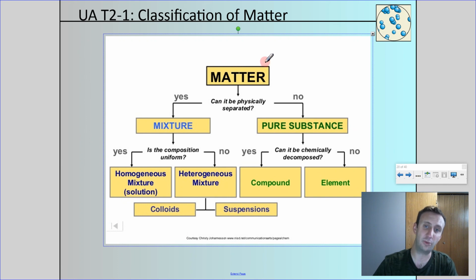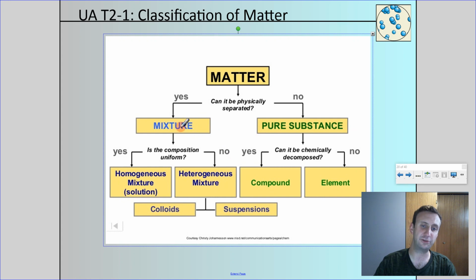All right, last kind of diagram here is a little bit of a summary of all of this. So first of all, we have any matter can be categorized as either a mixture or a pure substance. So if it can be physically separated by something like distillation or crystallization, then yes, it's a mixture. If it can't, then no, it's a pure substance. If it's a pure substance, the next question is, can it be chemically decomposed or separated into smaller parts? If the answer is no, well then you've got an element. It's one of the periodic table of elements. If it can be decomposed into smaller parts, then it's a compound.